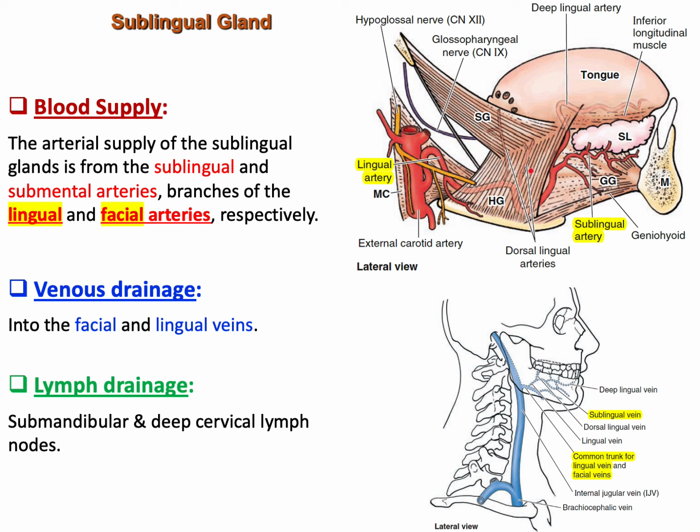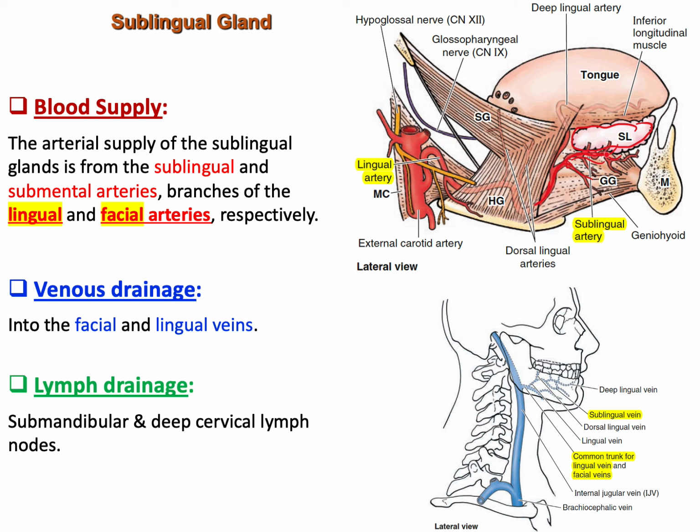Now, what about the blood supply and venous drainage? Blood supply, guys, mainly for the sublingual gland is achieved by the sublingual artery. This is the sublingual artery, which is a branch of the lingual artery itself. This is the lingual artery, and this is a branch of it, known as the sublingual artery, because it supplies the sublingual gland.